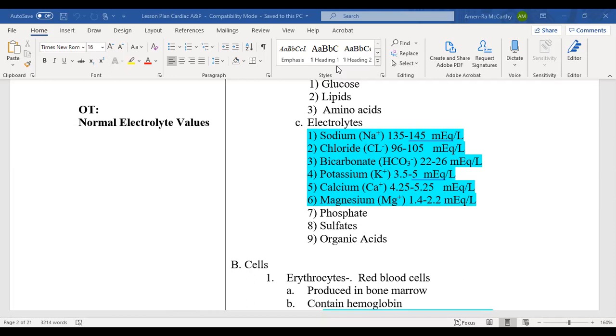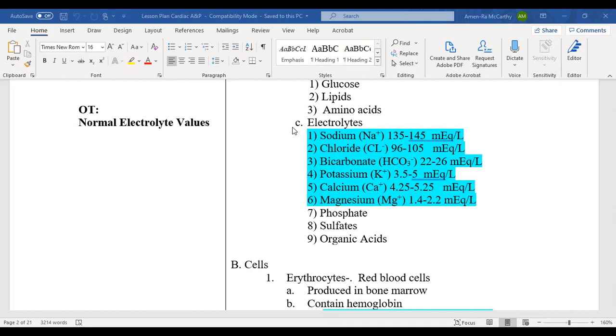You're going to know, when you understand that potassium and sodium are the two most important electrolytes. Potassium and sodium are responsible for depolarization and repolarization of the cell. Okay, if you don't have them, you don't have a heartbeat.